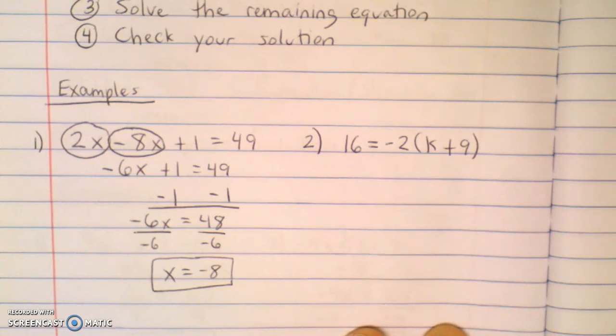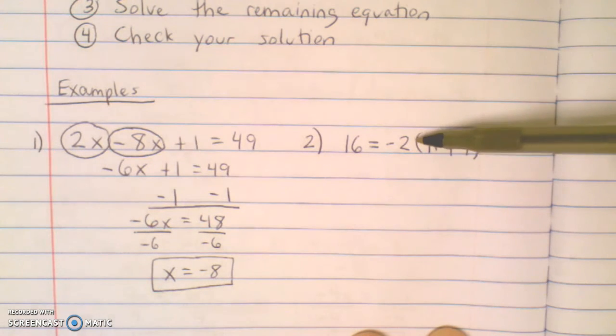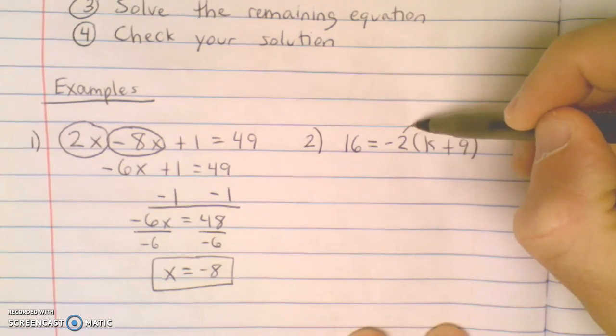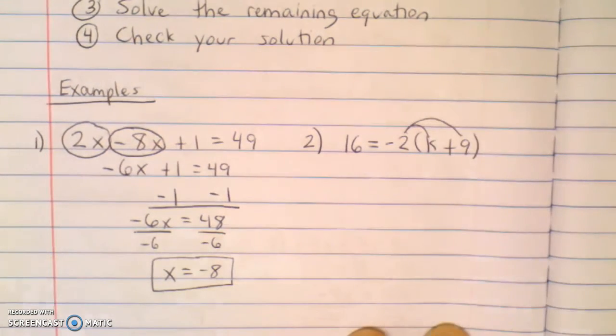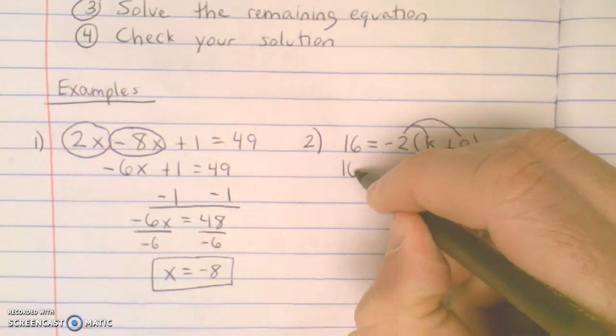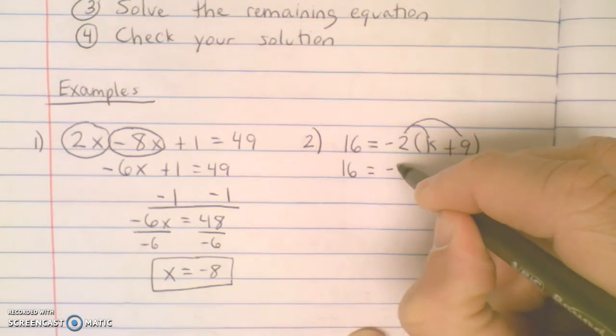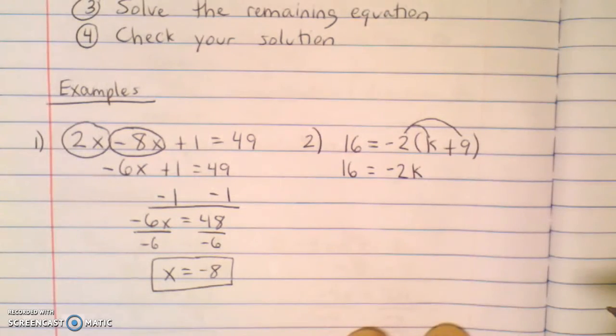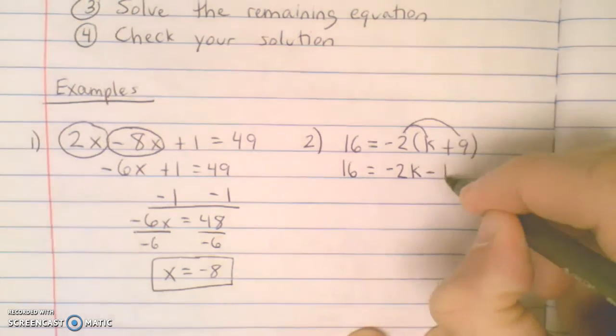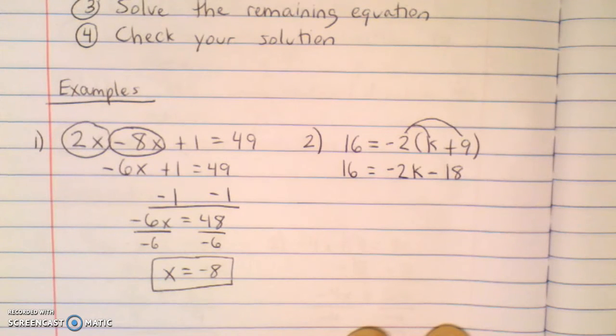So again, I'm going to look at my steps above. The first step says distribute if needed. So in this problem, there is distribution because I see the parentheses. So I have to distribute this -2 to each term inside the parentheses. So on the left-hand side, 16 remains the same, but now I'm going to multiply -2 times k is -2k, and -2 times 9 is -18. So remember, when you're distributing, you're multiplying it by both things inside the parentheses.